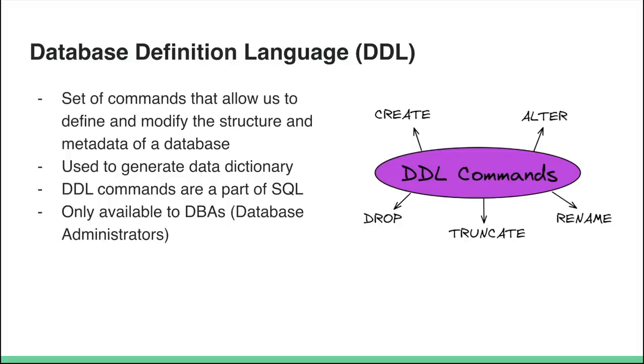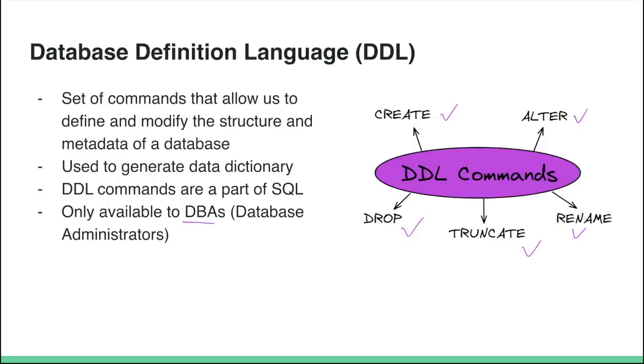Now, one thing that the database administrator has access to is commands in a database definition language. When we looked at SQL commands before, those were mainly to update specific values in a table or a database, to create new rows, to delete rows, to basically change the data itself. Now, DDL commands are things like create, alter, drop, truncate, and rename. These are all commands in SQL, the same language we use to update our tables or to add information, but they're generally only available to DBAs.